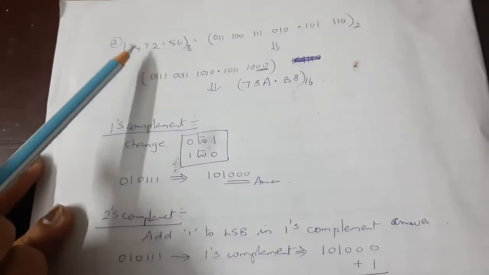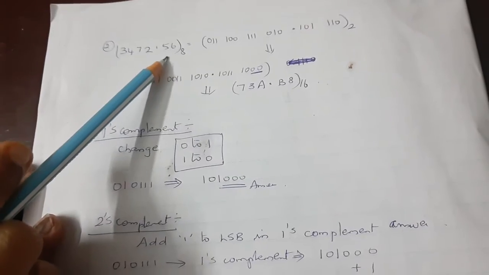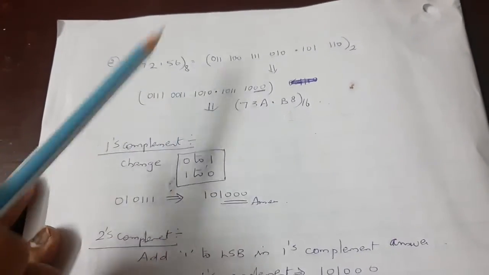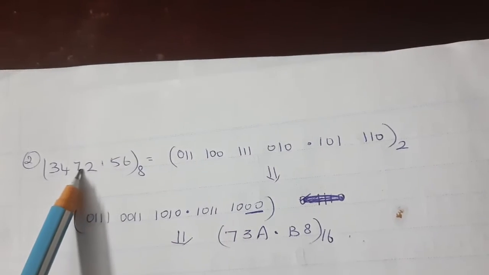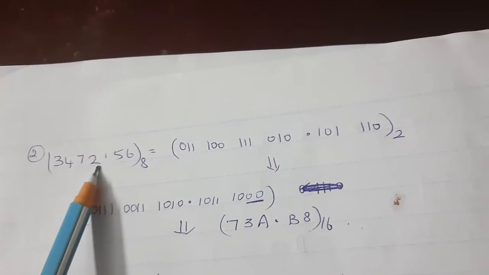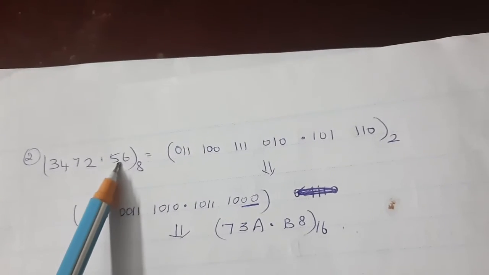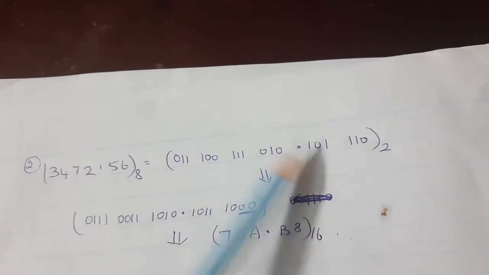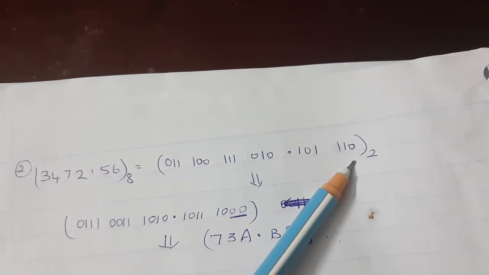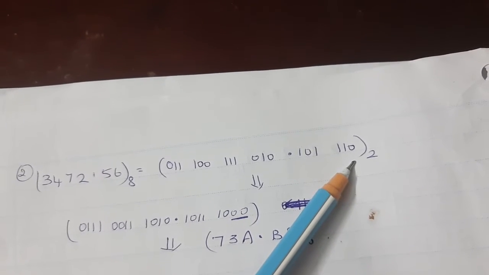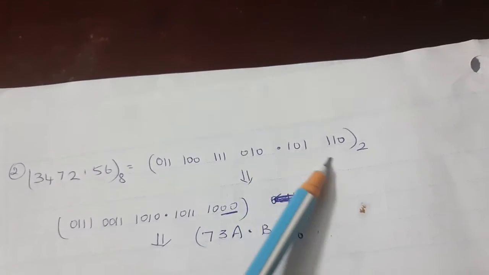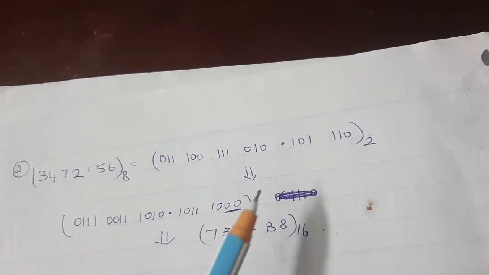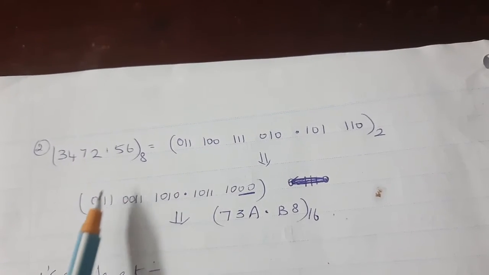So we'll do one more problem. 3472.568. Convert this to binary. So write 3. How do you write 3? 0, 1, 1. Write 4. 1, 0, 0. 7, 1, 1, 1. 2, 0, 1, 0. 5, 1, 0, 1. 6, 1, 1, 0. All this you are writing in terms of binary as 8421 code. From this 8421 code, now you combine this 3-bit into a 4-bit combination.